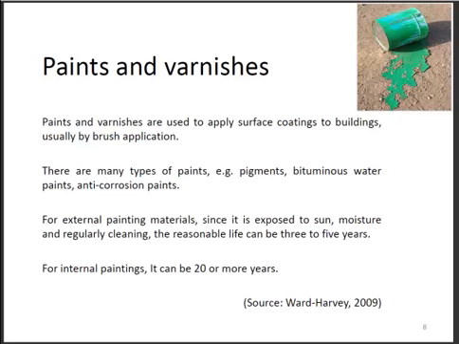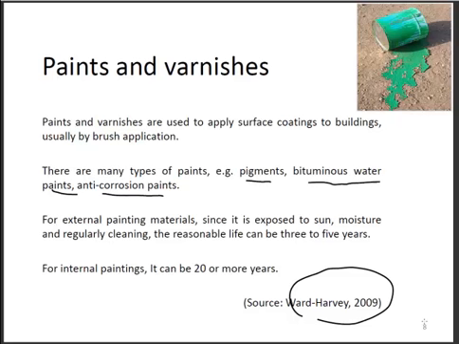Paints and varnishes. Paints and varnishes are used to apply surface coating to buildings, and I believe when we do a housing renovation or build a house, we have to use paints. There are many types of paints such as pigments, bituminous water paints, and anti-corrosion paints. There are some other kinds, and you may want to have a look at the textbook to find out the types of paints and varnishes.